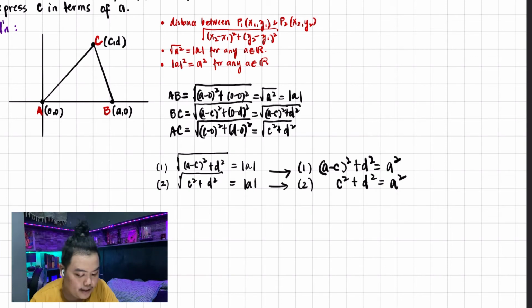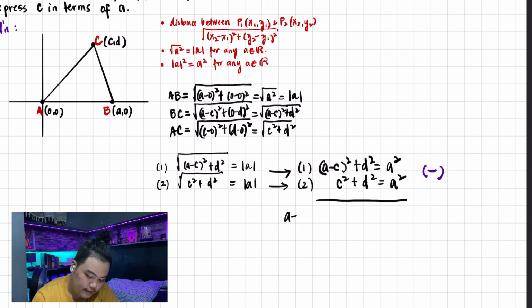At gusto mo ma-eliminate yung D, kailangan dun sa equation na matitira na lang si A at saka si C para si C ma-express mo in terms of A. So what we can do is we can subtract the two equations. Itong equation 1 and equation 2. Makakakuha tayo ng, anong lalabas dito? A minus C square plus this minus this cancel na yon. So wala na pala yung term na yon. Equal siya sa 0.